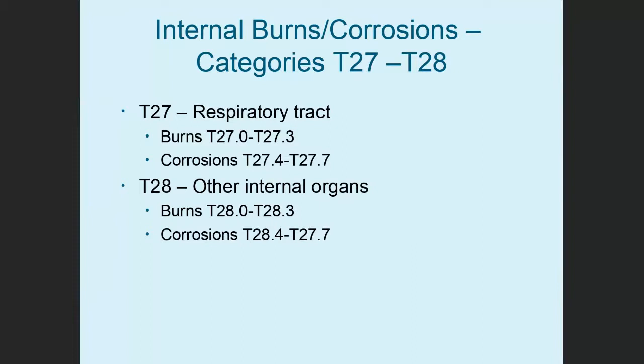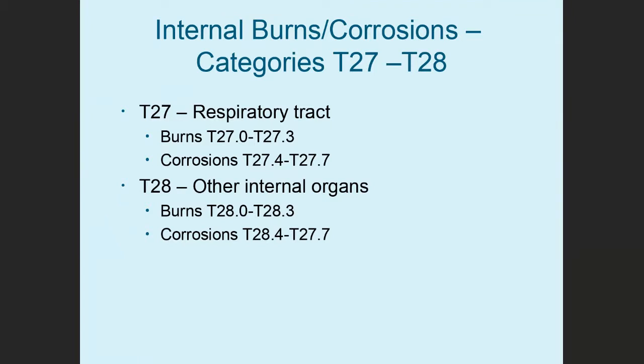Okay, so internal codes, internal burns and corrosions are reported using T27 and T28. T27 is used for internal burns and corrosions in the respiratory tract. There are specific codes for larynx and trachea, and larynx, trachea, and lung. The 4th digits for burns are 0 to 3. The 4th digits for corrosions are 4 through 7.